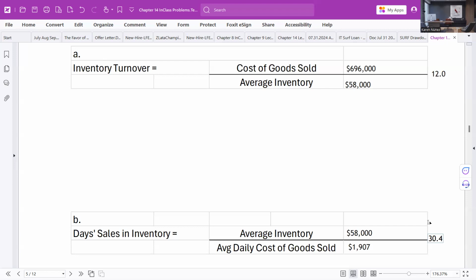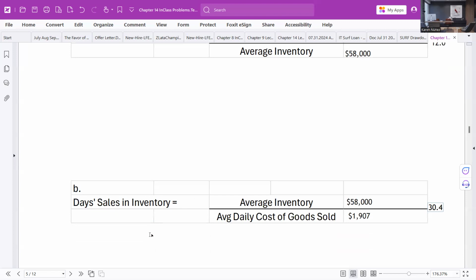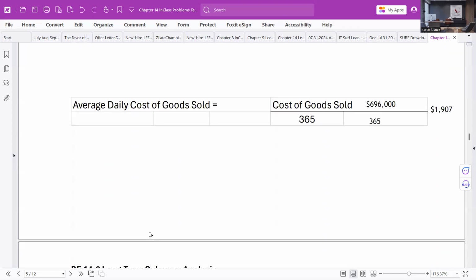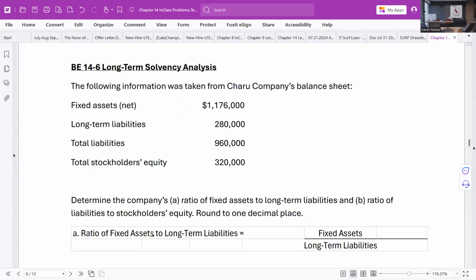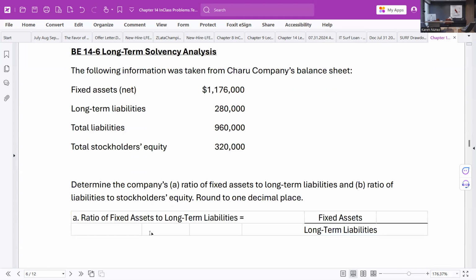ratio analysis in general. There are three categories that we look at when we do a ratio analysis: liquidity, solvency, and profitability. Liquidity tells us about our ability to pay our maturing obligations in the near term, those current liabilities. Solvency tells us about the ability to meet long-term obligations, and profitability tells us about our ability to generate earnings or profits. So let's look at the second one, the solvency analysis.